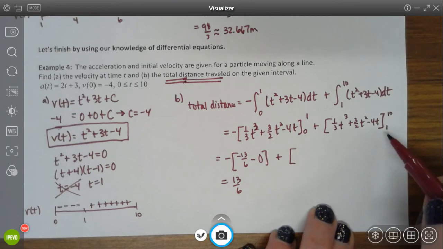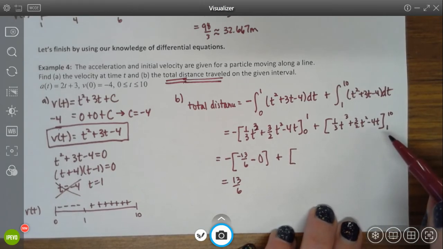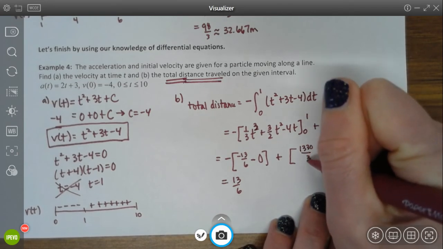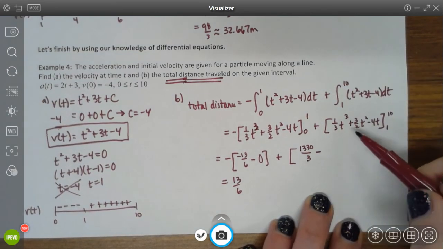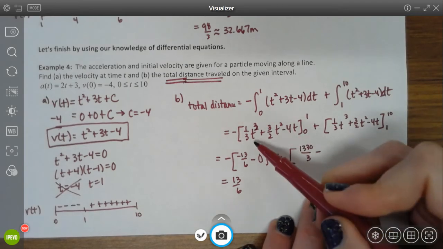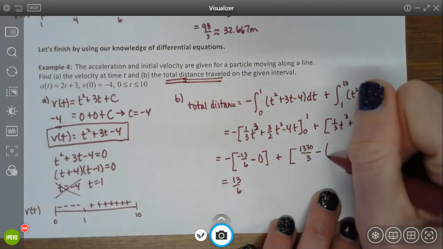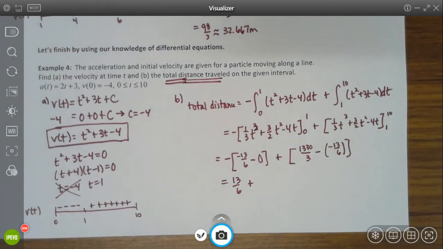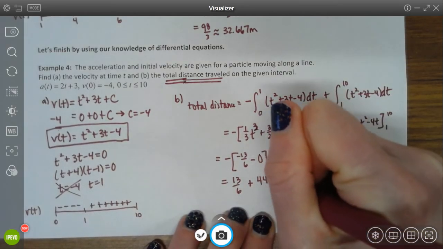On this guy, when I went in here and replaced all of those t's with 10, I got 1,330/3. And then I replace all of those with 1. We've already done that. That's that -13/6. When I went to my calculator and I took 1330 divided by 3 and added on that 13/6, it worked out beautifully to be 445.5.